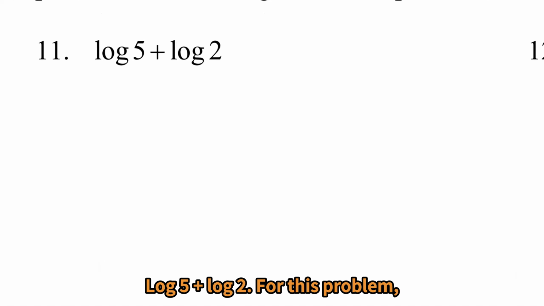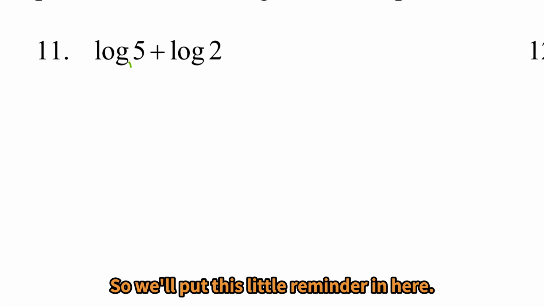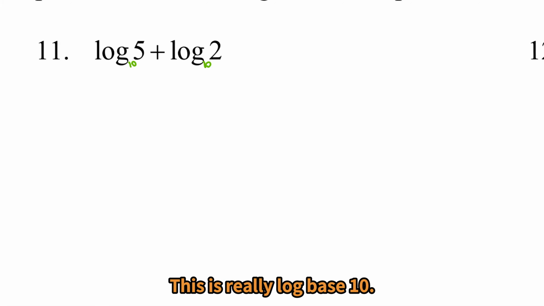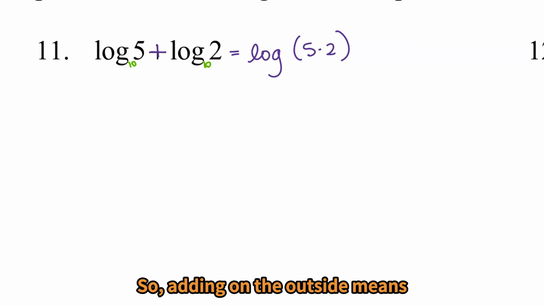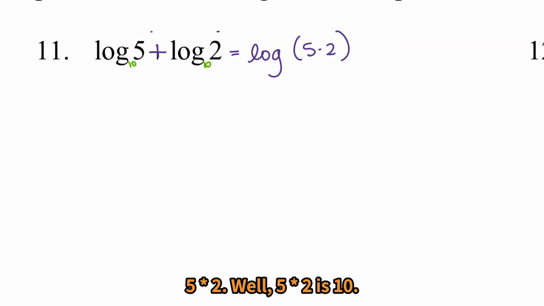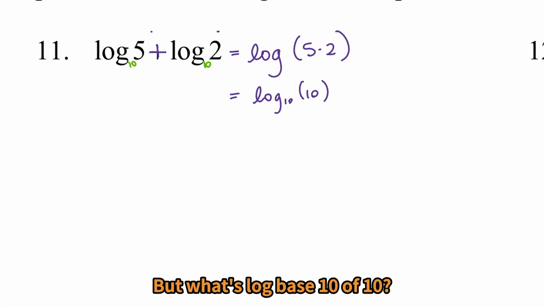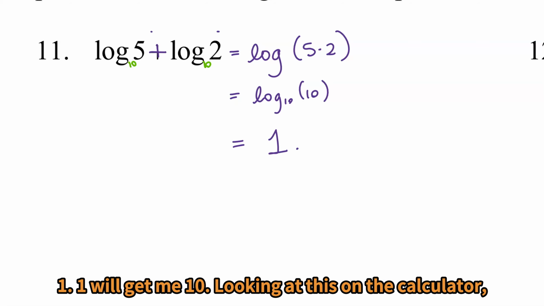For this problem, remember that if the log has no base, it's really base 10. So we'll put this little reminder in here. This is really log base 10. Adding outside the log means we multiply inside the log. So adding on the outside means we can multiply the arguments together, 5 times 2. Well, 5 times 2 is 10, but what's log base 10 of 10? What power of 10 will give me 10? 1. 1 will give me 10.